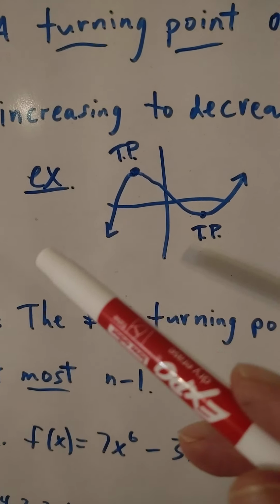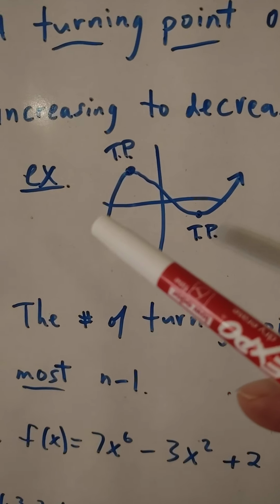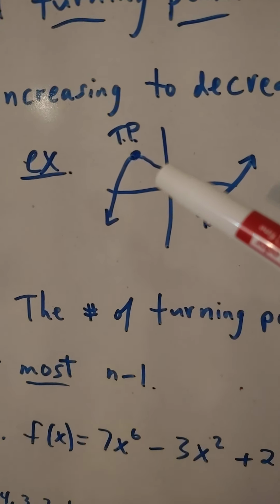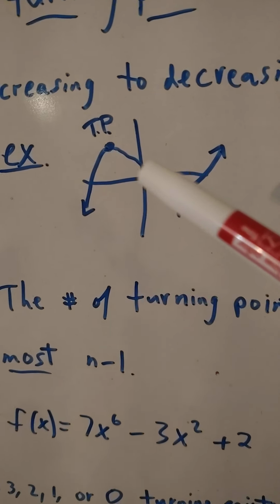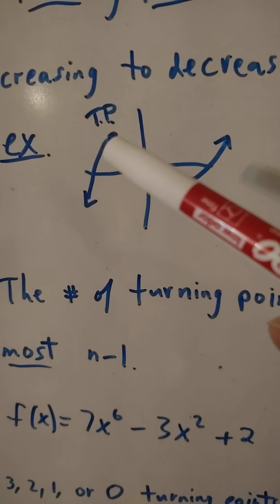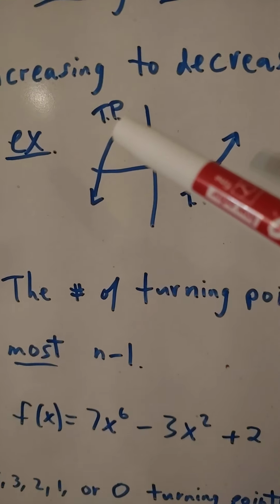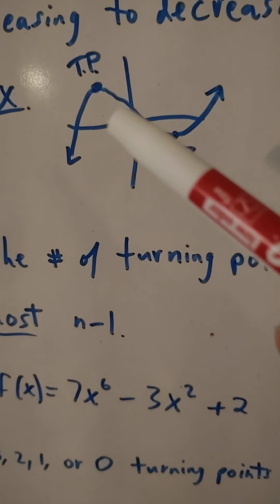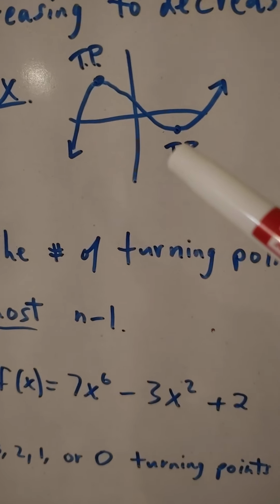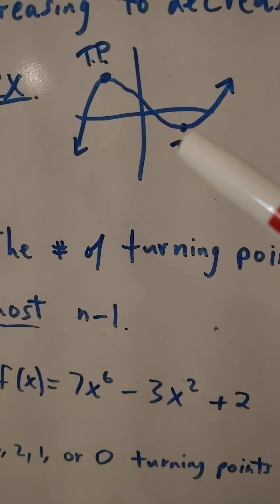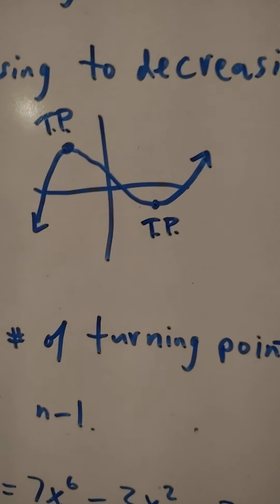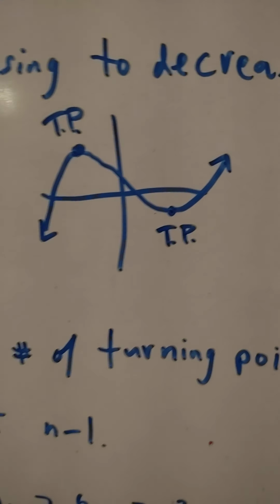Notice, you read a graph left to right. Isn't the graph going up here? It's increasing. And then all of a sudden it's going down or decreasing right at that precipice. That's going to be a turning point because it's going from increasing to decreasing. And then here's another turning point because here the graph is decreasing and now it's increasing, and right at that precipice, draw another point for another turning point. So this graph has two turning points.